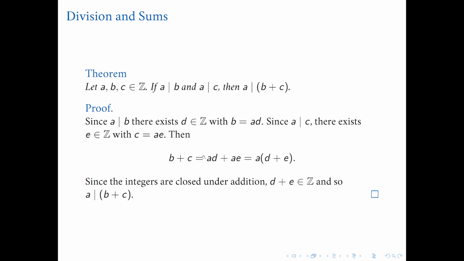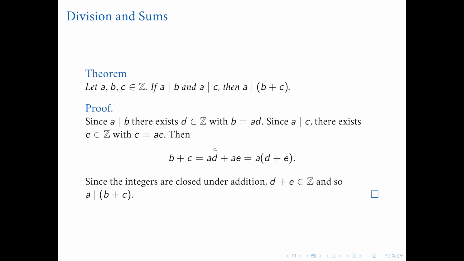For the conclusion, we're going to investigate B plus C. Why are we going to investigate B plus C? Well, we have expressions for B and C. So now it's time to investigate B plus C. We're just going to follow our nose. So B plus C on the one hand, what is it equal to? Well, for our first sentence, B is AD, and for our second sentence up here, C is AE. So let's just plug those in.